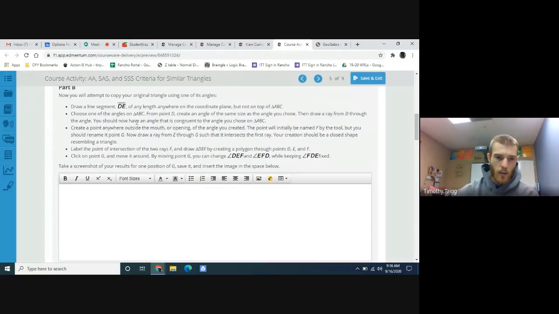Choose one of the angles of triangle ABC. From point D, create an angle of the same size as the angle you chose. Then draw a ray from point D through the angle. You should now have an angle that is congruent to the angle you chose in triangle ABC.